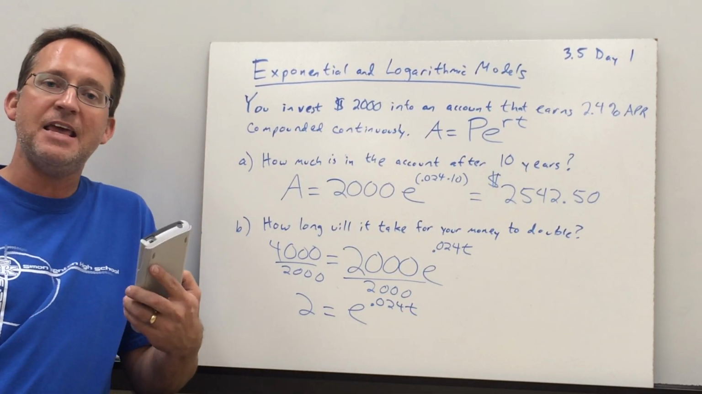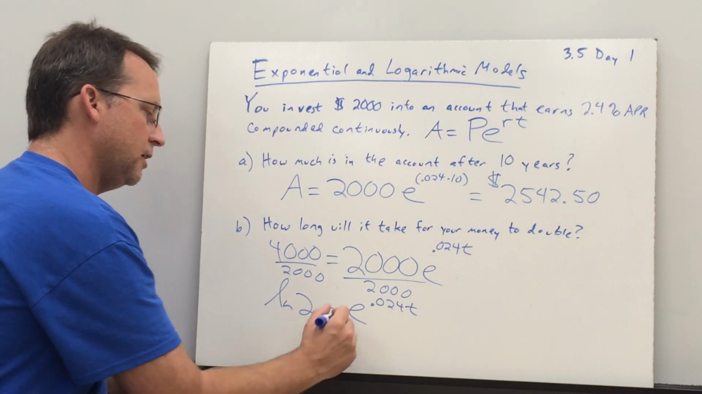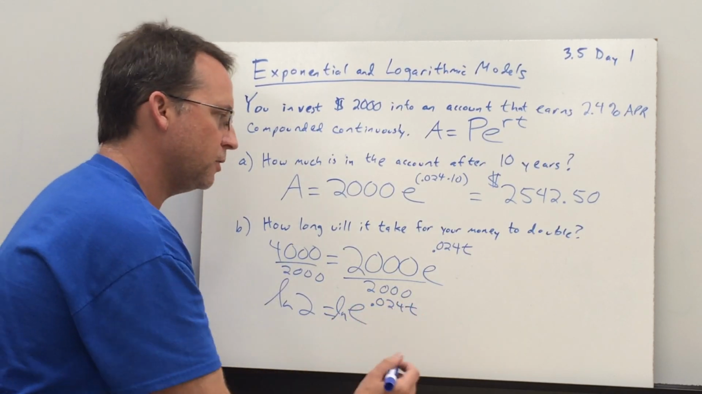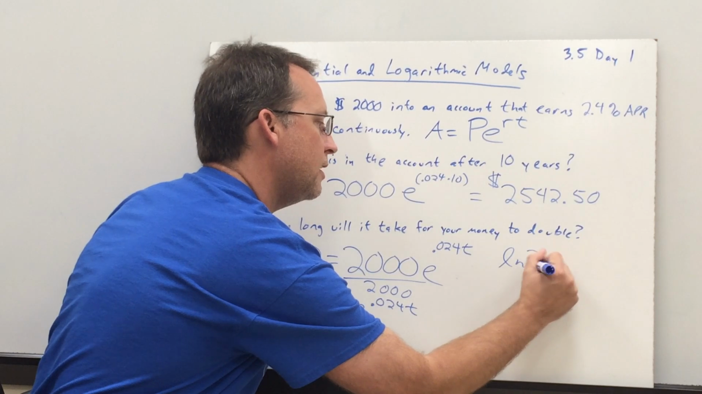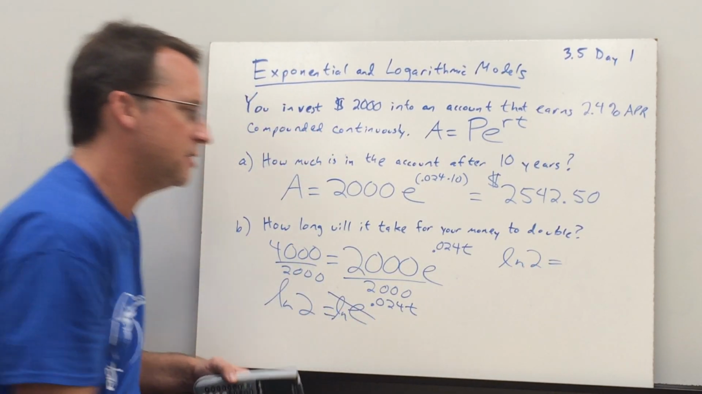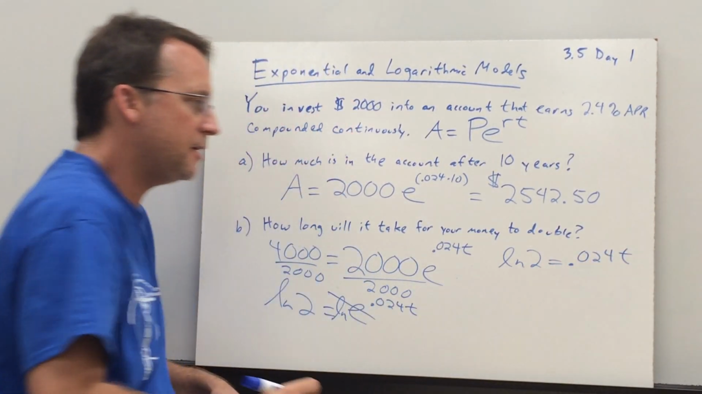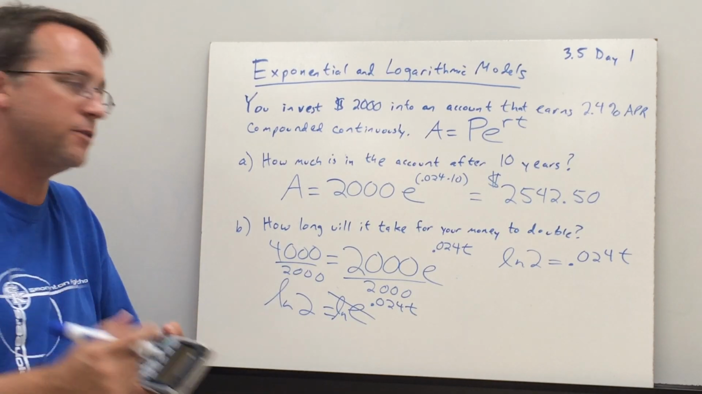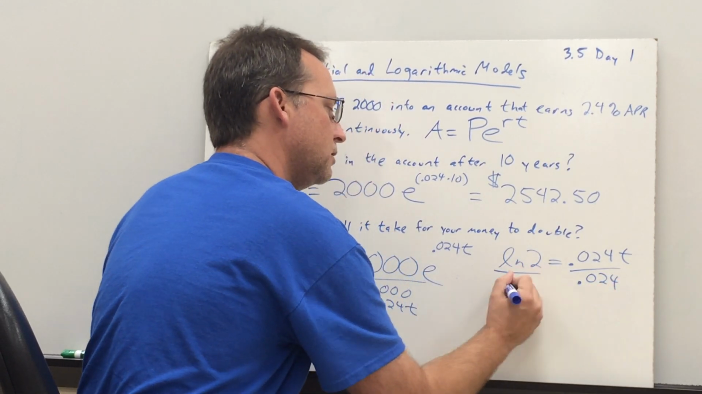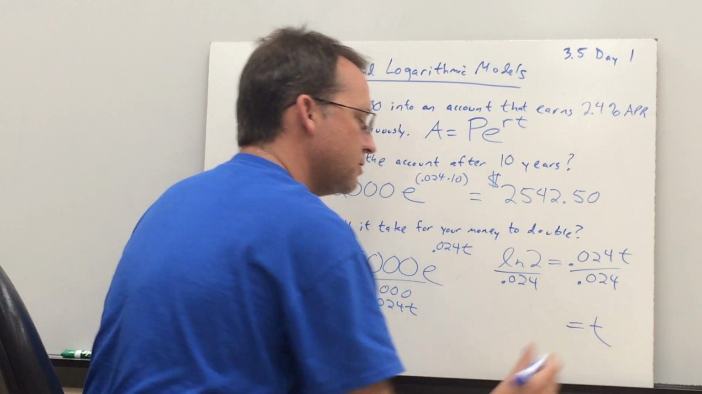Now, to get rid of that E, I'm going to take the natural log of both sides. I'm going to take the ln of 2. I'm going to take the ln of E to this power. ln of 2, I don't know what that is. I'm going to squeeze this in over here. ln of 2. ln and E on this side cancel out. So this equals 0.024 times T. And then to solve for T, I'm going to divide both sides by 0.024. And I'll get my answer.